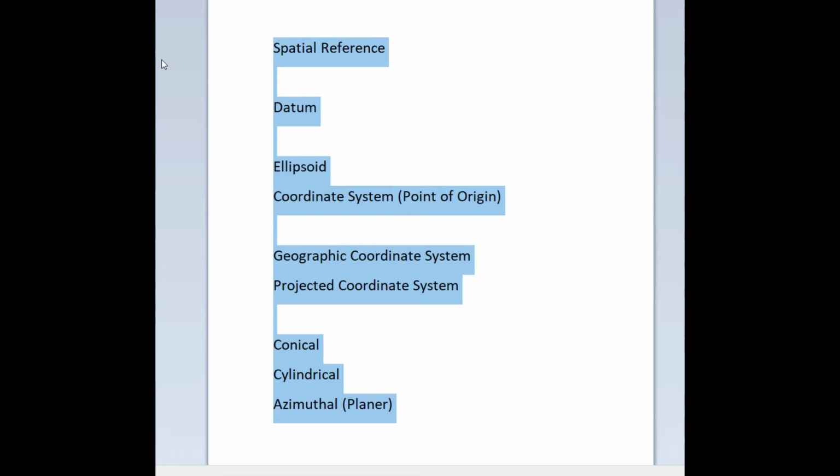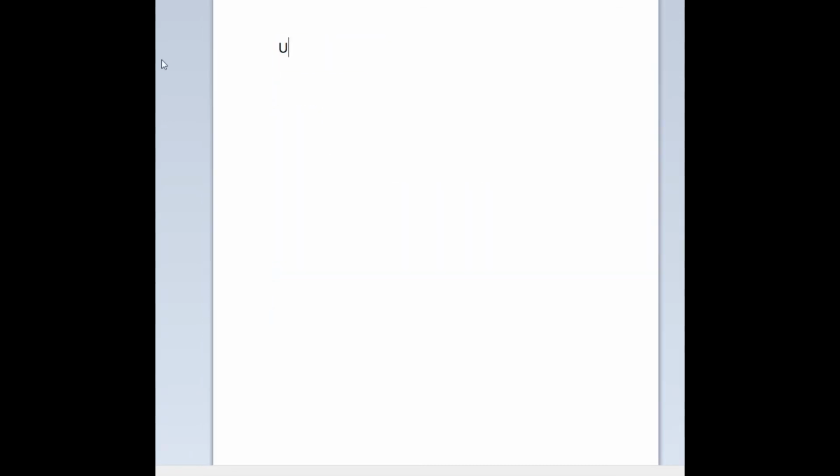and that is what is known as Universal Transverse Mercator. Okay, also known as UTM. And this is part of the cylindrical family. Okay, it's part of the cylindrical family, but they've been kind of tricky about this.